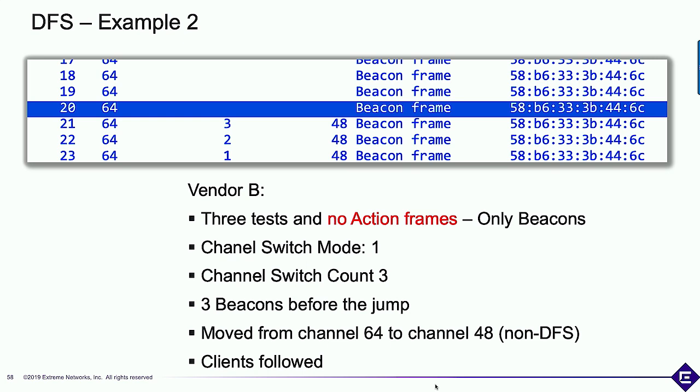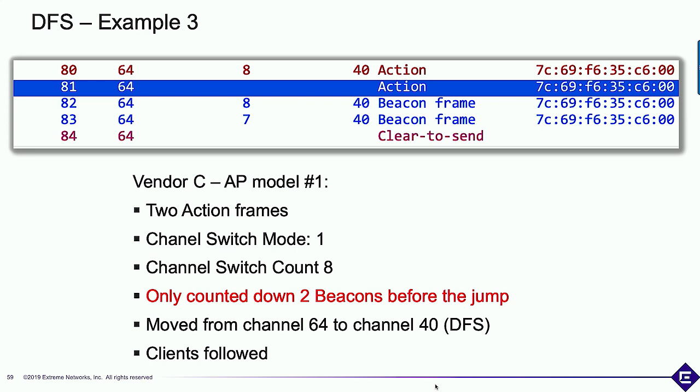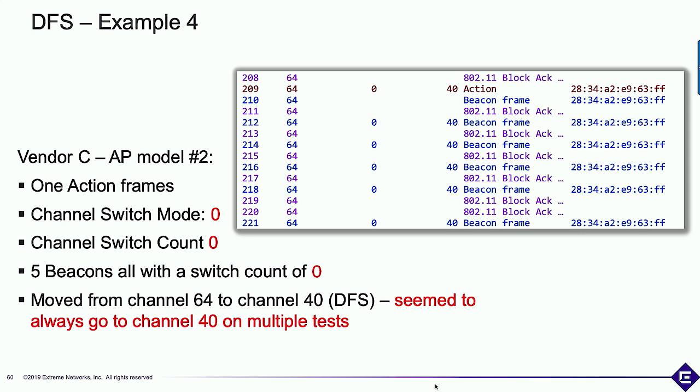What happened to the clients? They didn't hear the channel switch, right? So that's why having at least 7 or 8 or 9 beacons is a good thing in my mind, because you're pretty much guaranteeing that the clients will hear the channel switch announcement and then move to the new channel. But you're seeing here that every vendor does this differently. Here's another example: 2 action frames, and they counted 2 beacons, and then they just jumped. To me, once again, that is not enough. But that's just what the vendor did.